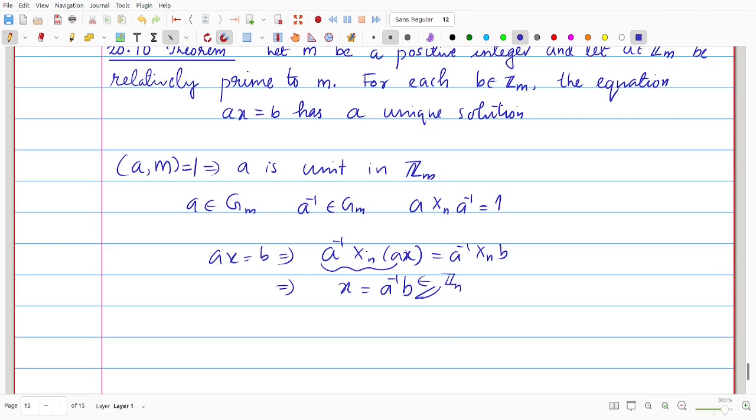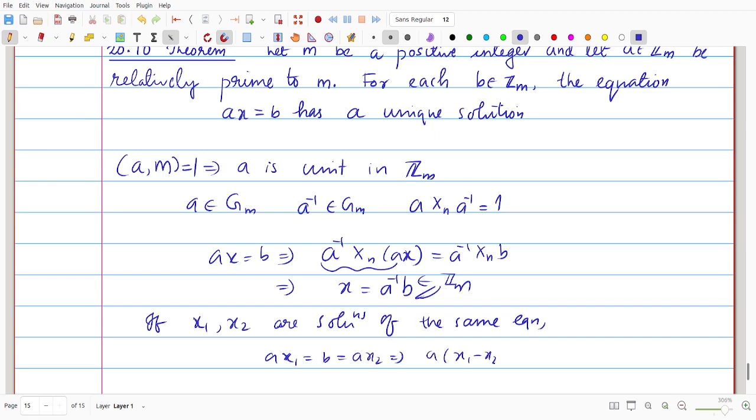That means every equation Ax equal to B has a solution in Zm. This is not n, this is m. So we can easily prove that this is also a unique solution, because suppose x1 and x2 are two solutions of the same equation. Then what happens? Ax1 is congruent to B, and that is also equal to Ax2. Then A into x1 minus x2 is equal to 0.